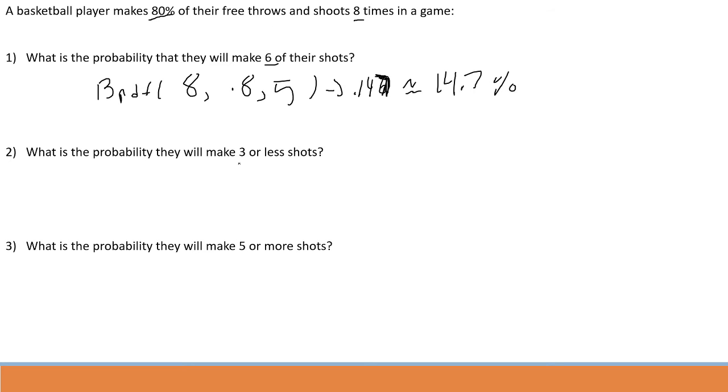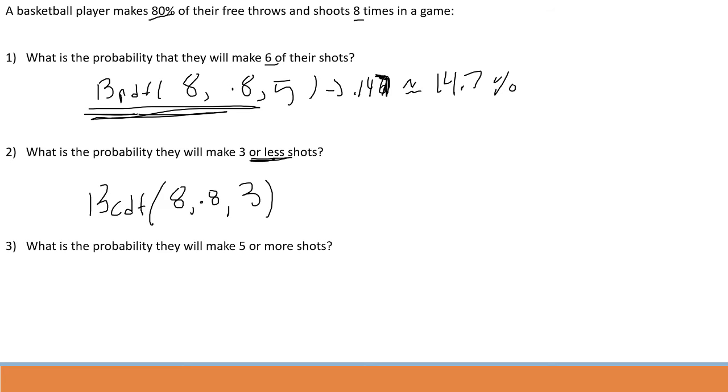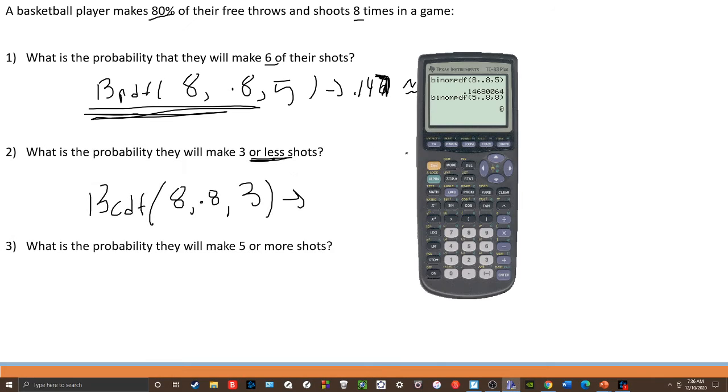What if I want 3 or fewer, though? Well, if I want 3 or less, that's a CDF problem. So it's going to be binomial CDF. And then, again, it's going to be 8 tries, 80% chance to make it. But I want 3 or less, so I'm going to put a 3 in here. Because what this does is it basically does the binomial PDF for 0, 1, 2, 3, and then adds them together. But rather than you doing that yourself, the calculator will do that for you. So under distribution, we go down to binomial CDF, which is right there. Again, 8, 0.8, 3.